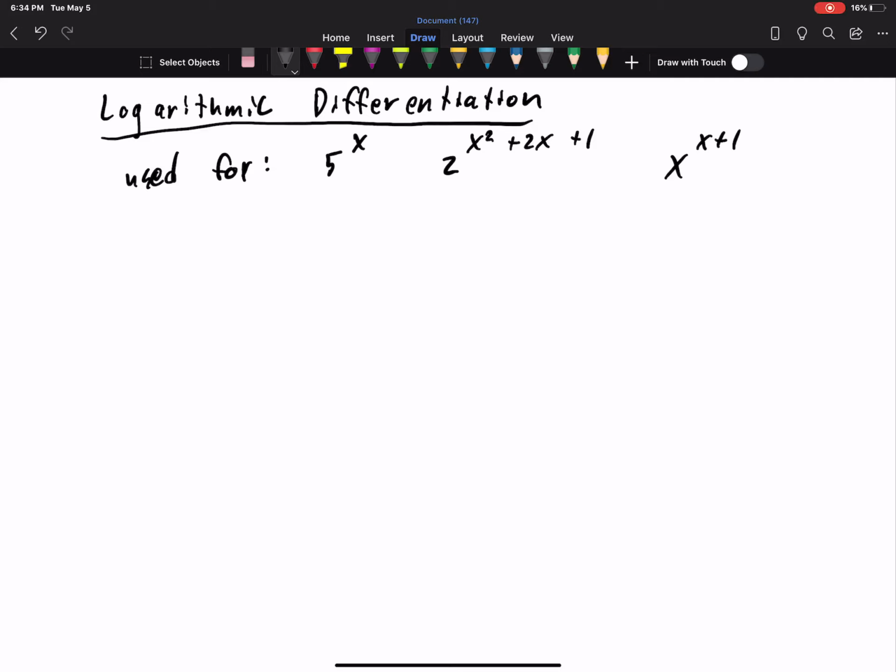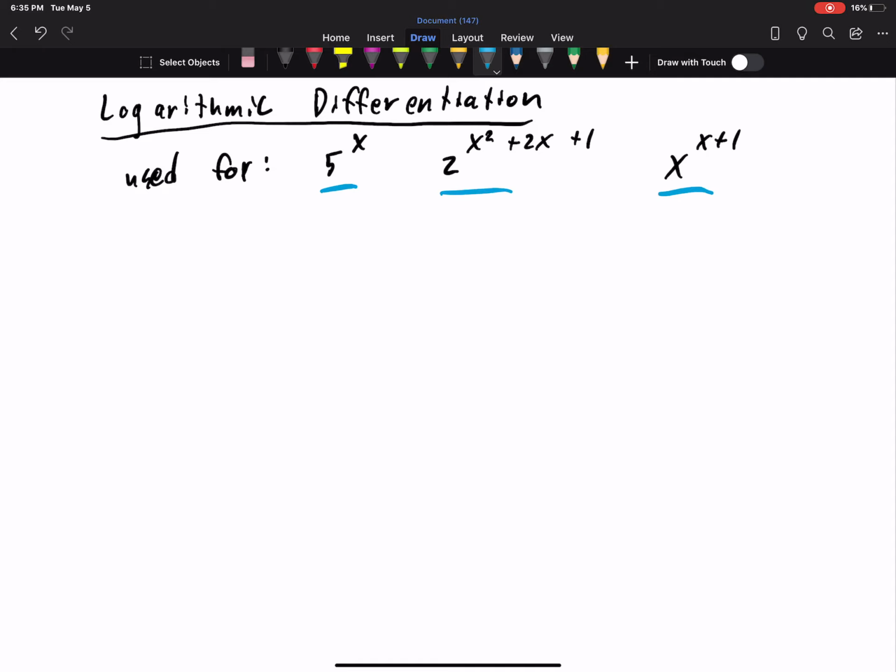Alright, so in this mini lesson we're going to be talking about logarithmic differentiation, which is a tactic used to derive exponential functions. That is, stuff that is kind of the form some number or some variable expression to some variable power. So here we have like 5 to the x, we have 2 to the x squared plus 2x plus 1. Notice that in all three of these cases you have a variable in the exponent.